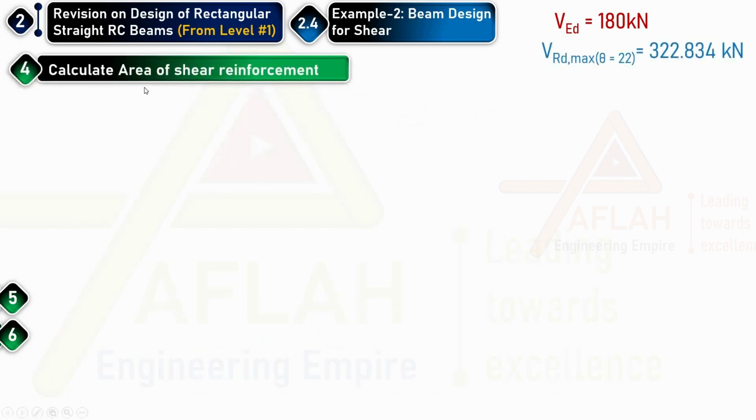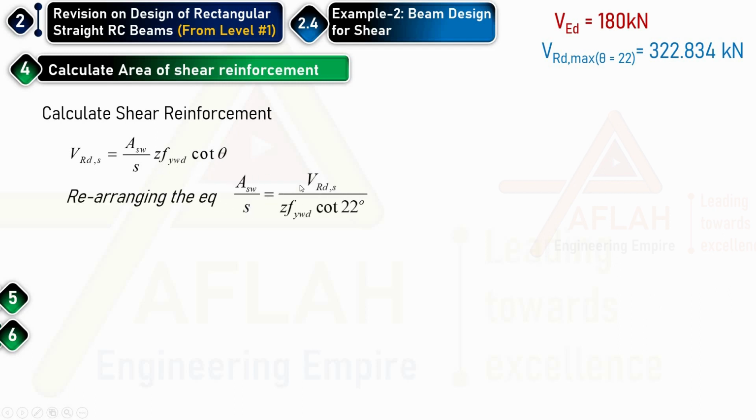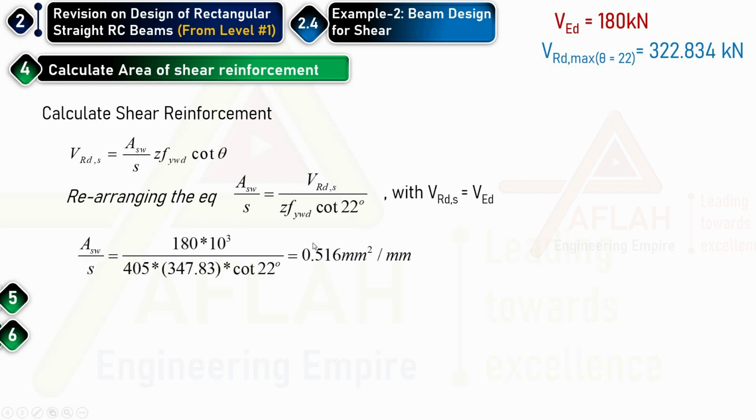Let's go and calculate the shear reinforcement. The shear reinforcement is calculated with this formula easily. Now we need to calculate this part. So this part will be VRDS divided by Z divided by this. So I have to divide both sides by this part. Now from this, ASW by S will be this one, the shear reinforcement of the web. Now with this cot 22 degrees, I have to calculate this ratio. Now VRDS will be equated to VED directly, then divide this by this, and finally we have 0.516.